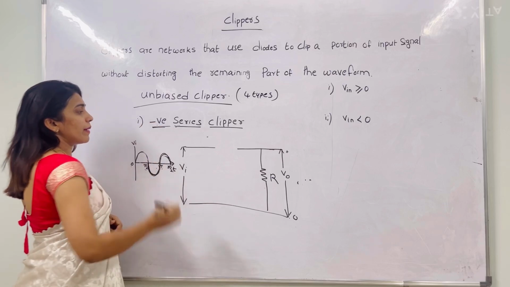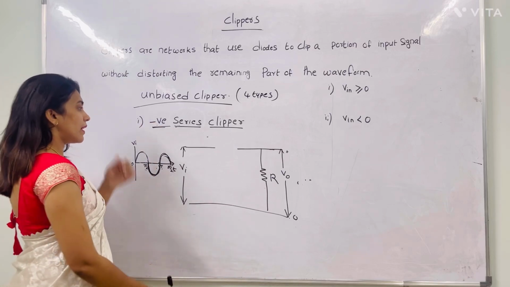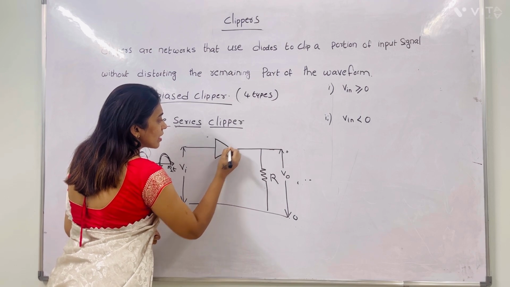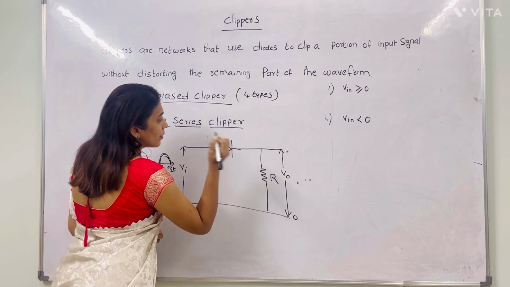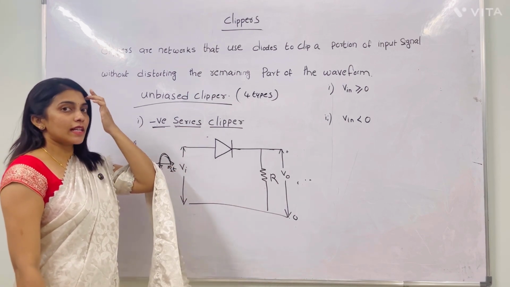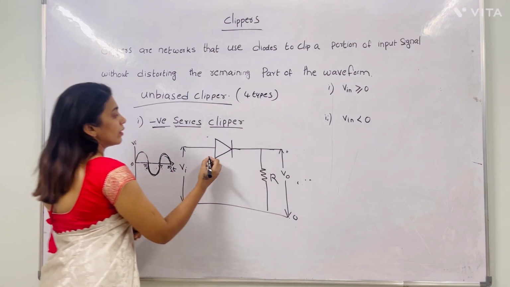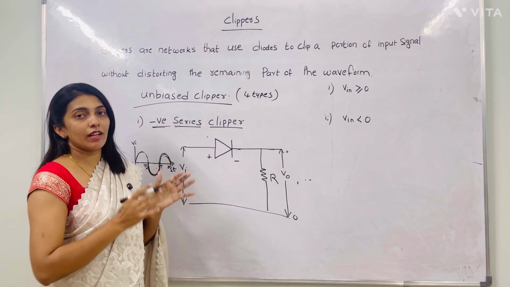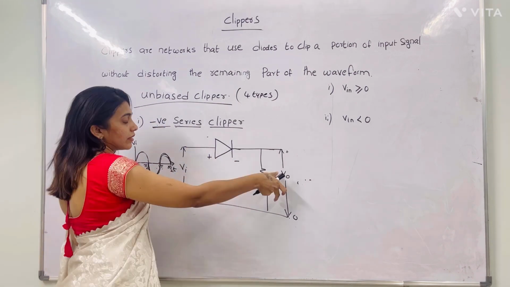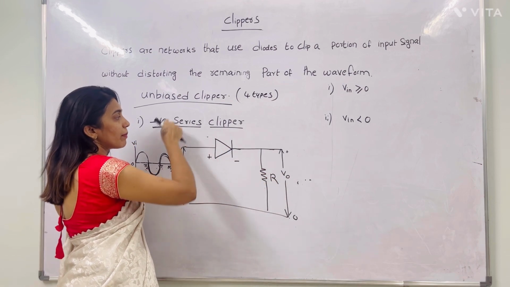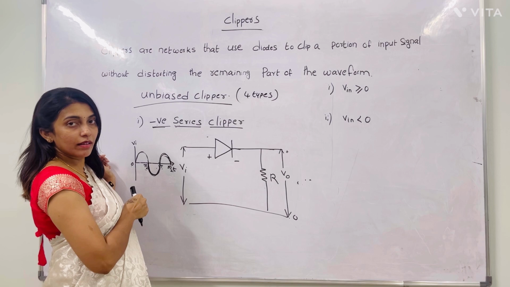Negative series clipper. Here the diode direction will be changed in this circuit diagram. This is the circuit diagram for a negative series clipper. You know how to identify whether this is a series clipper: if the diode is in series with the load, then that type of clipper is called a series clipper.